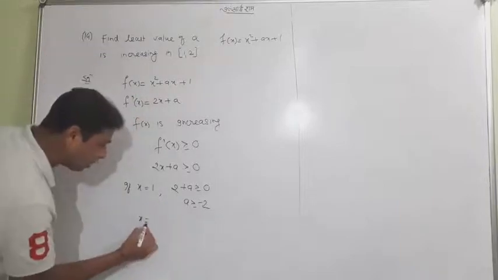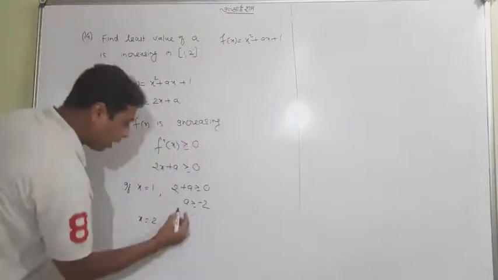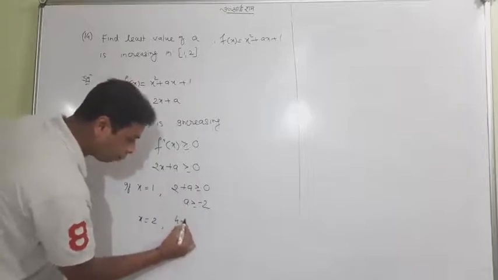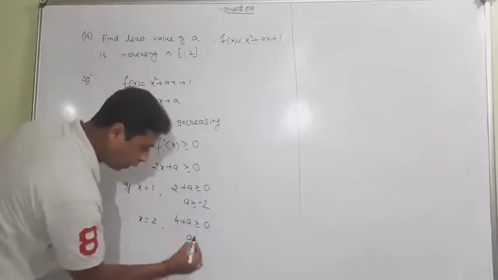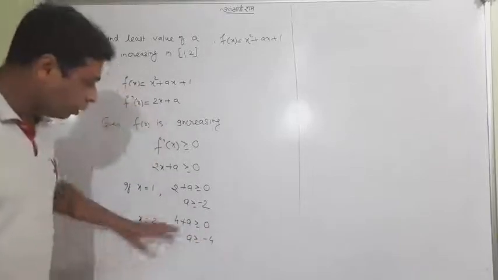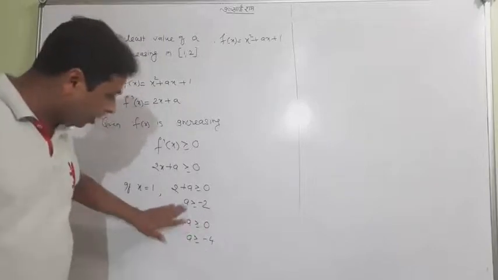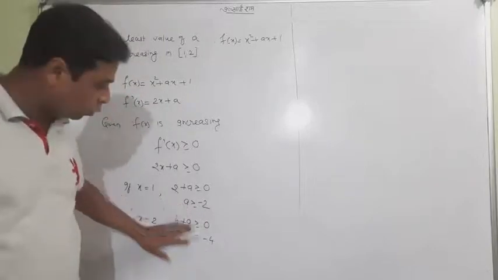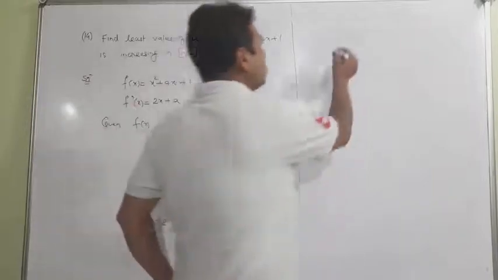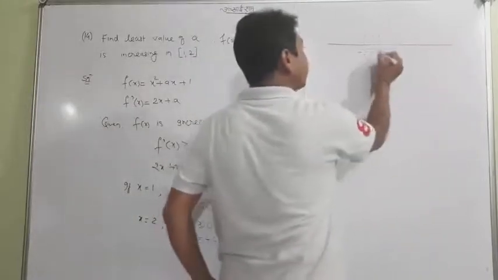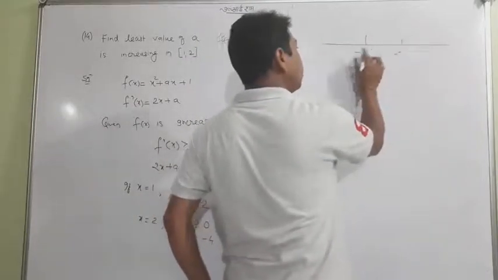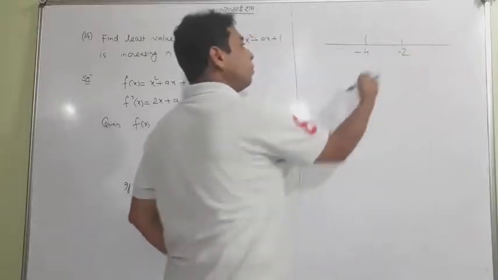And if x is equal to 2, putting the extreme value, 2 twos are 4 plus a, so I would have a greater than or equal to minus 4. So can you simply judge here that a is greater than or equal to minus 2, and a is greater than or equal to minus 4? Can you go on a number line for this? This is minus 2, this is minus 4, excuse me. This is minus 4, this is minus 2.